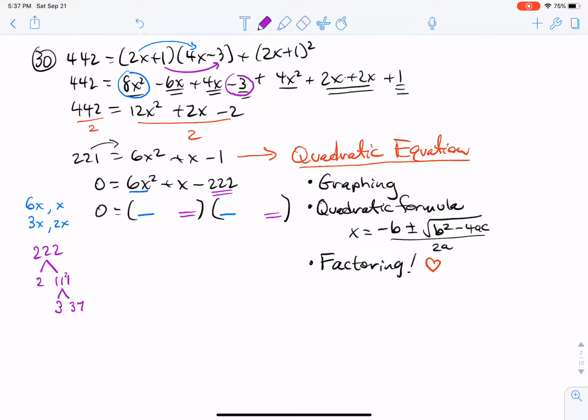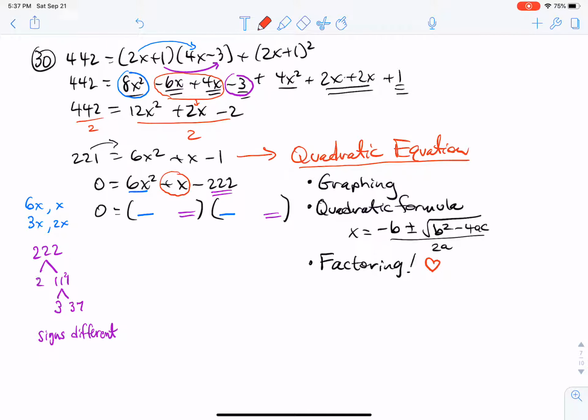All right, some strategies here. We do have a minus 222, which means that our signs are going to be different. Okay, and then also notice that we've got this middle term here of just 1x. The middle term if I come back over here, this negative 6x plus this 4x, those combined up to make the 2x's.